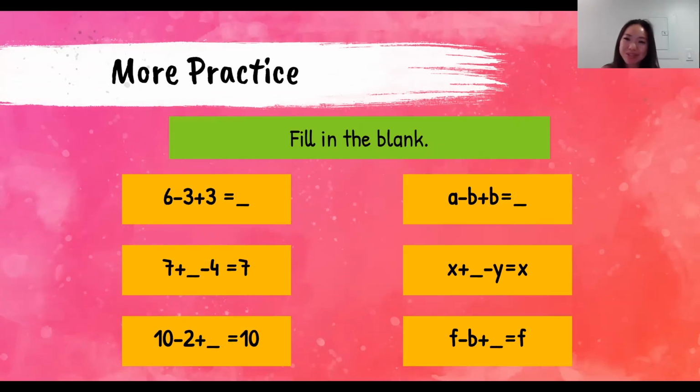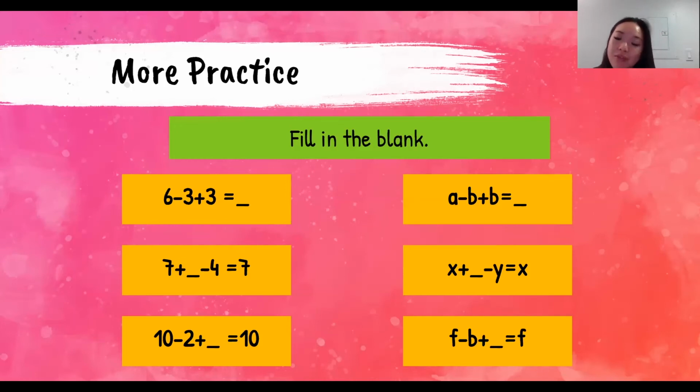All right, I hope that was enough time for you. So I'm going to start with the first one that says 6 minus 3 plus 3, and then I'll go down, and then I'll move on to the second column after. So we have 6 minus 3 plus 3.